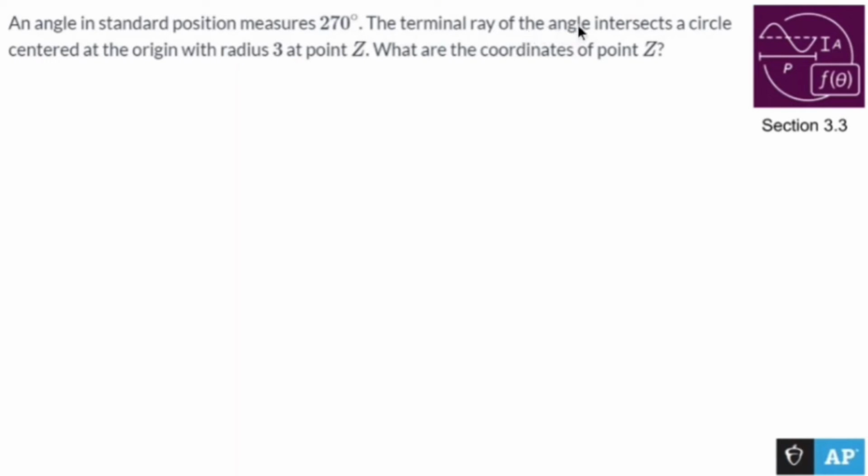An angle in standard position measures 270 degrees. The terminal ray of the angle intersects a circle centered at the origin with radius 3 at point Z. What are the coordinates of point Z? Time to show off my drawing skills, which are bad.